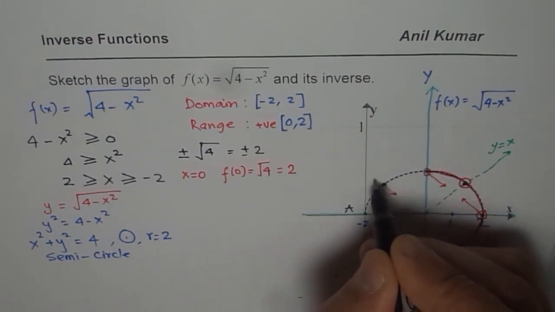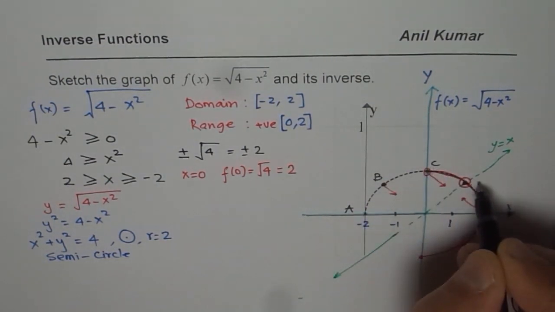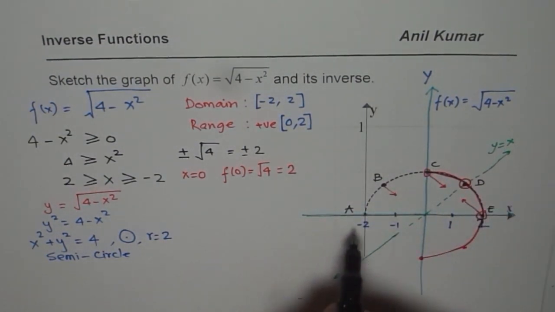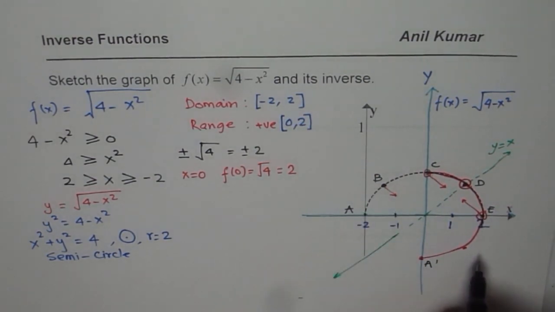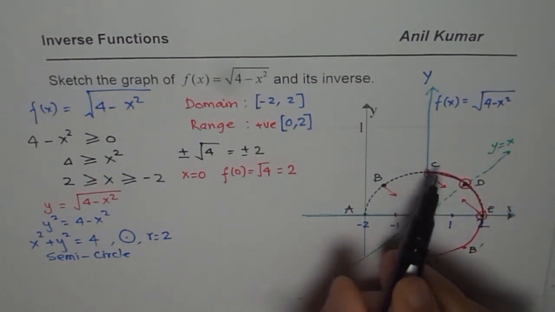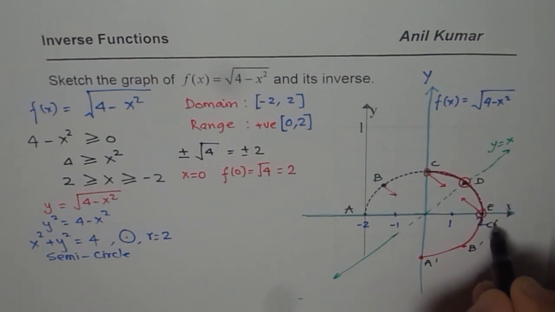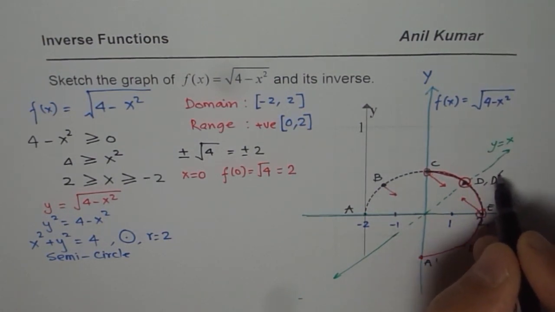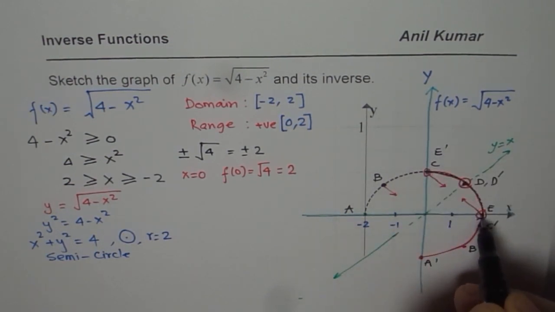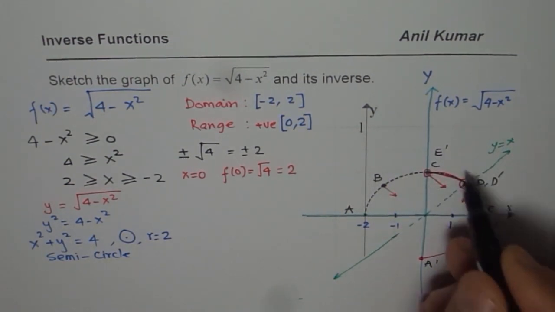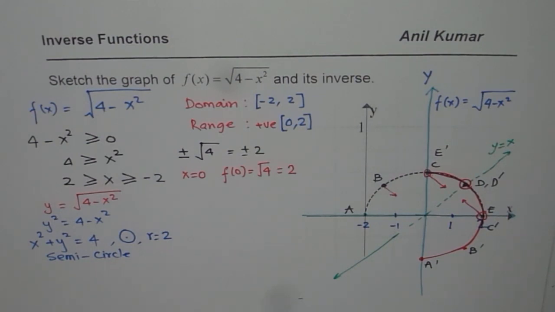If I have points A, B, C, D, and E, then A dash is this point, the reflection of A. The reflection of B is B dash. The reflection of C is C dash. D dash and D are the same points. And E dash is the reflection of E at this place. So this graph becomes my inverse of the function, correct? So red is my inverse now.